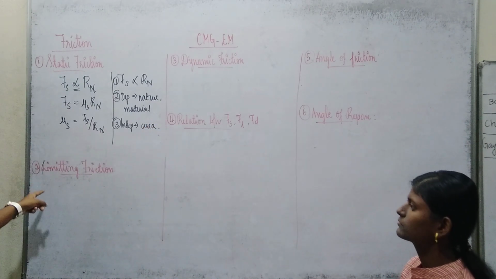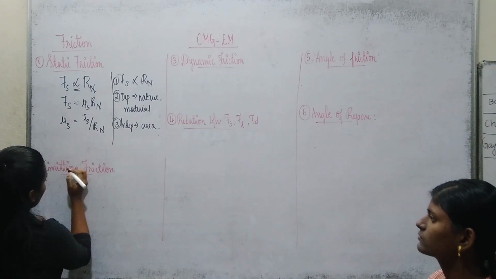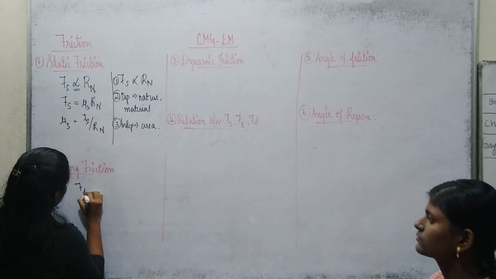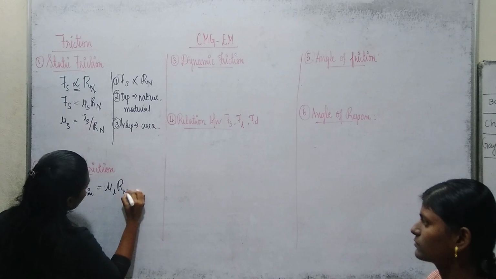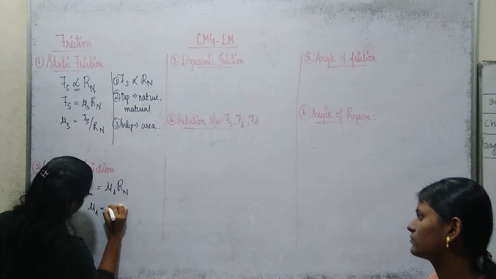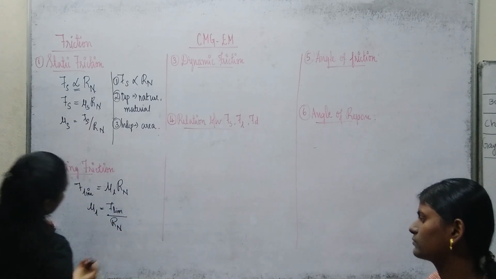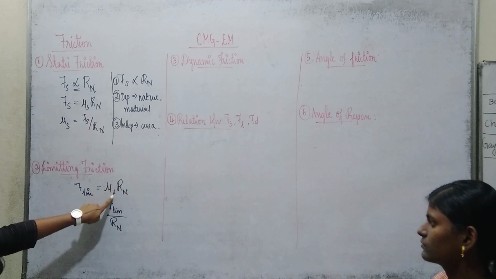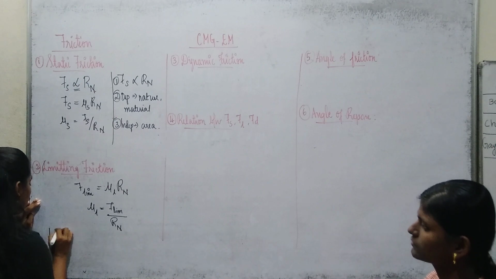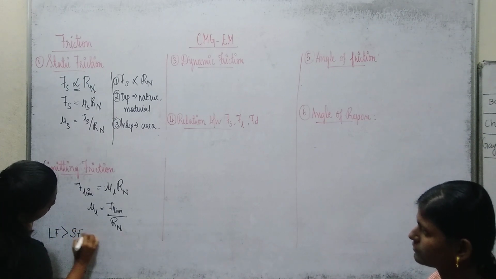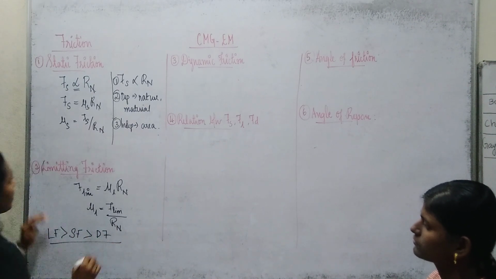Second one is limiting friction. Limiting friction is denoted by F is equal to mu L N. It is the same, but only the denotation changes, that is mu L for limiting friction. Limiting friction will always be greater than static friction and it is always greater than dynamic friction too. So this is limiting friction.